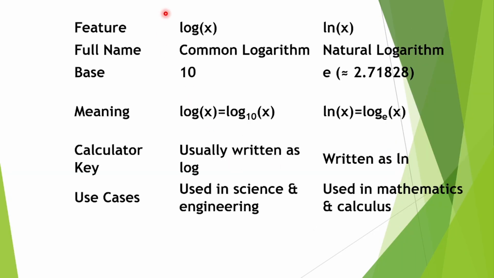For example, look over here, this is log x and this is ln x. This is called common logarithm, and the base is 10, and this is called natural logarithm, and the base of this is e, which is almost equal to 2.718. Log x means log to the base 10 of x, and this is ln x. On a calculator, the key is usually written as log, and this is written as ln. Use cases: used in science and engineering, and this is used in mathematics and calculus.